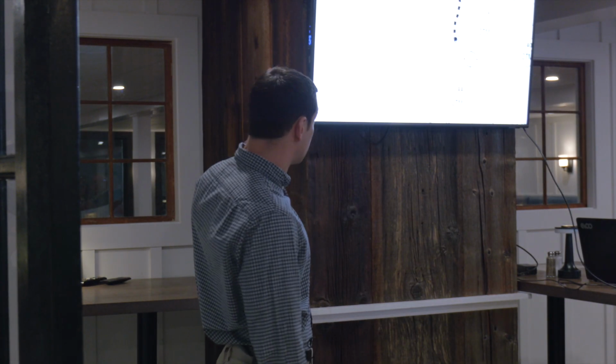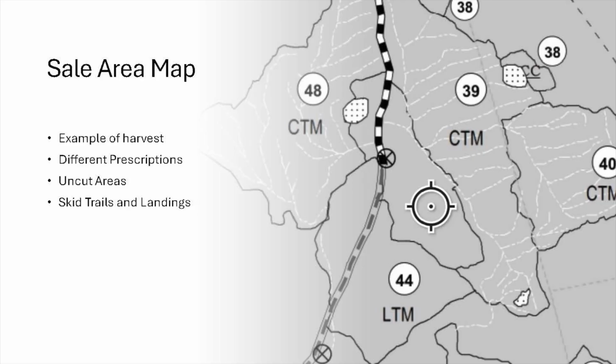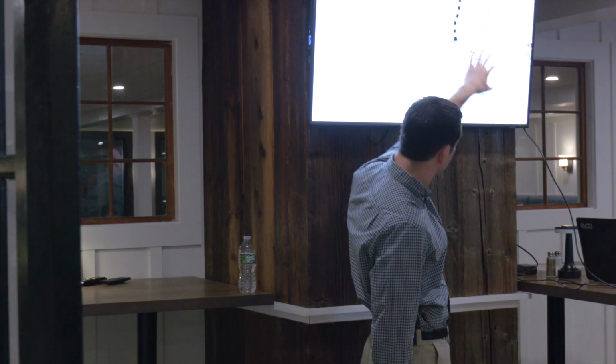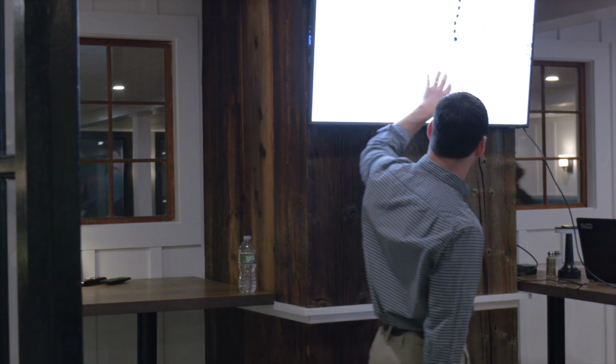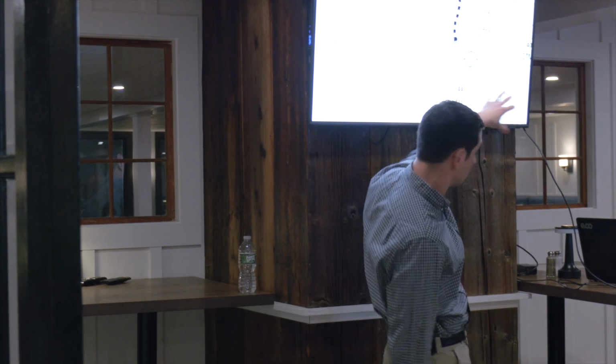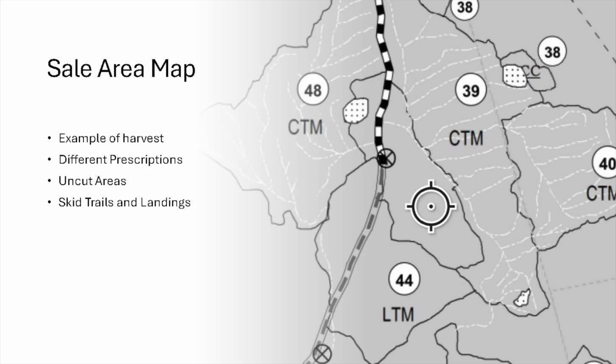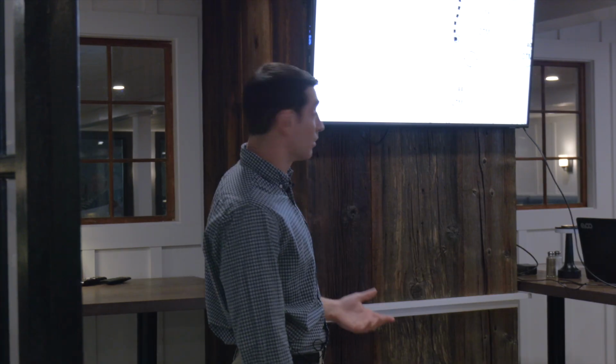This is an example of a sale area map. It just shows that there's different prescriptions happening in different locations. You can see that there's a landing here. You have a couple trails that are consolidating wood at that landing. There's some thinnings happening here. Some leave trees are marked here. There's a clear cut here. And there's adjacent areas that are untouched. So we don't have to treat an entire property with one prescription, and that's often not what's right for the site. Just based off that previous management, you want to tailor what you're applying to what's on the ground.